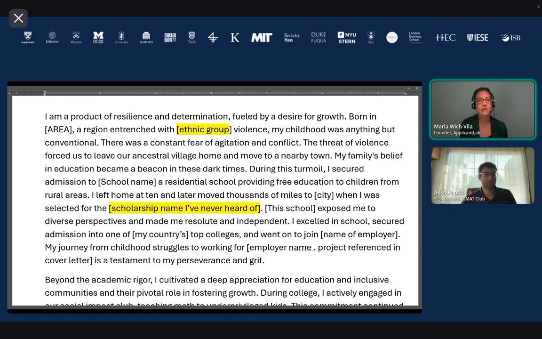Okay, I was born in a certain area, which was a region entrenched with, and they named a certain ethnic group, there was some ethnic group violence. I consider myself to be a relatively well-traveled person, but I had never heard of this specific ethnic group. So again, don't just assume that the person sitting in Cambridge, Massachusetts is going to know, oh yeah, that ethnic group. If you think it's a name they're not going to recognize, then you can just say there was a lot of violence between different ethnic groups, instead of naming them. The original was phrased like the person just assumed, oh yeah, of course I know who those people are.